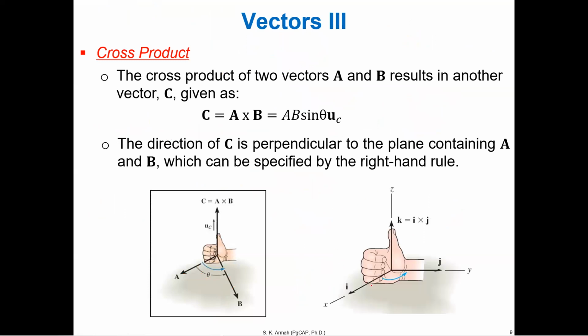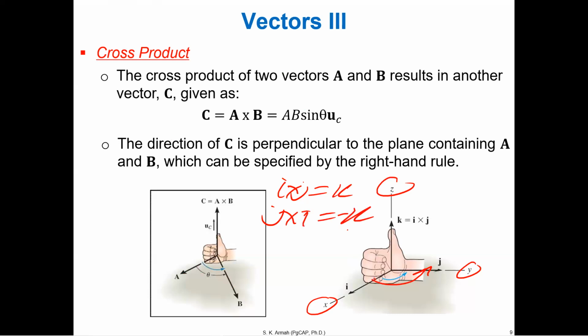If you are doing i cross j, assuming this is your X axis, that's your Y, and that is Z, you are going this way, and with the right hand rule, you get a k. So i cross j is k, but j cross i is negative k.